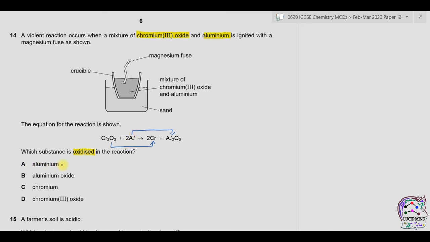A is aluminum, so it is correct. B is aluminum oxide, it is incorrect. C is chromium, again this is the product, so it is incorrect. D is chromium oxide, this one is reduced. So correct option is A.